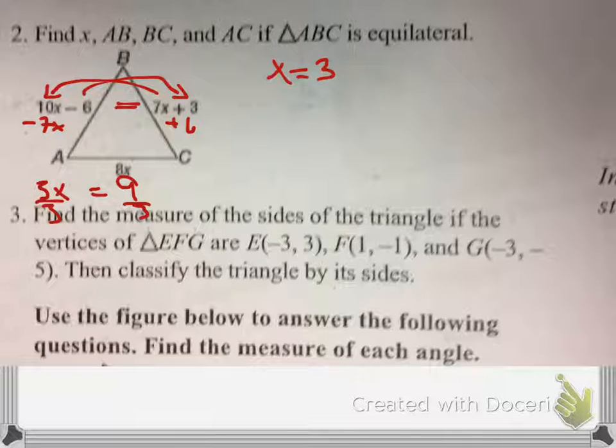Now, since they're equilateral, I can put that 3 into any of the x's and I will get the same answer no matter what. So I put the 3 here into the bottom one and say 8 times 3 is 24. So all 3 sides are equal to 24.